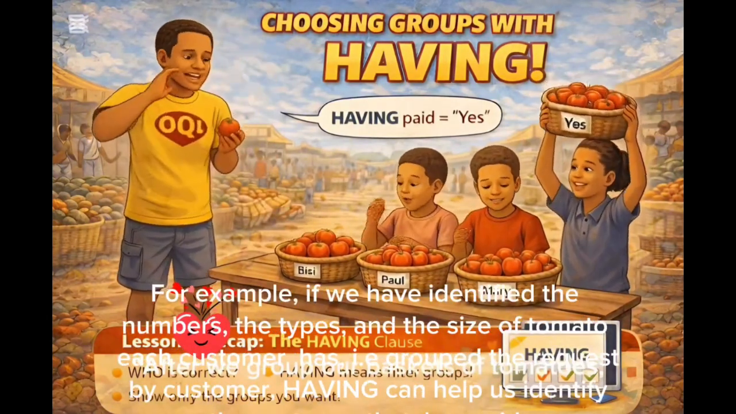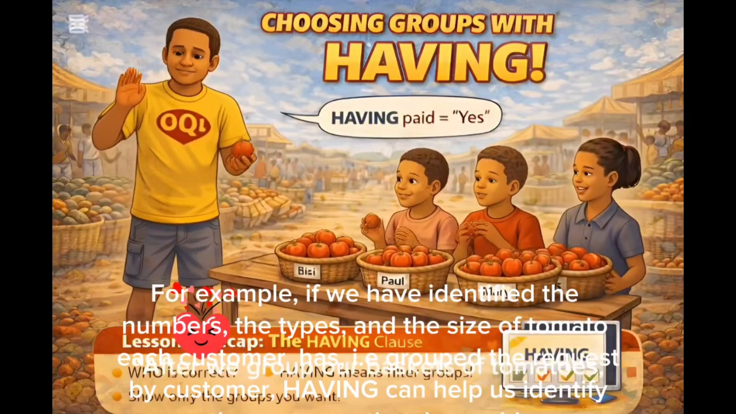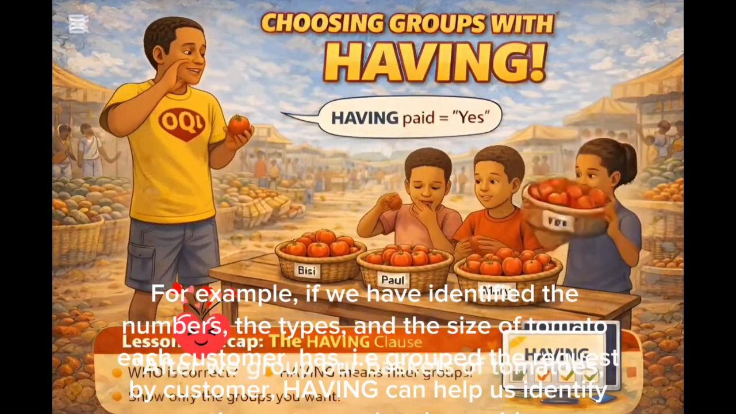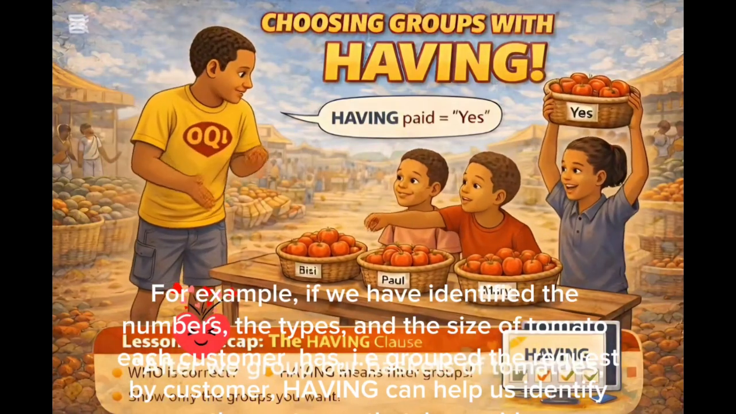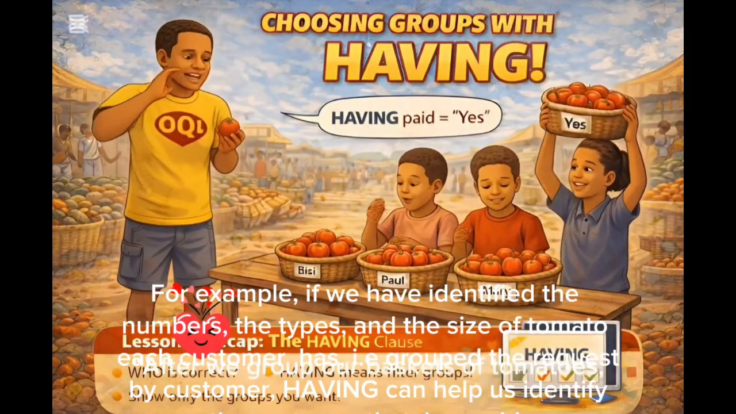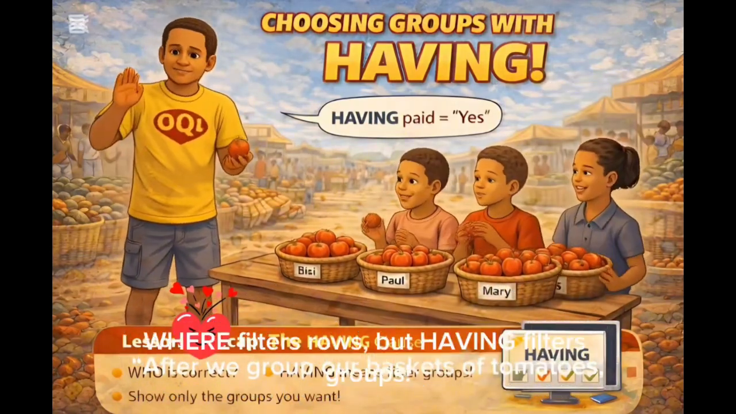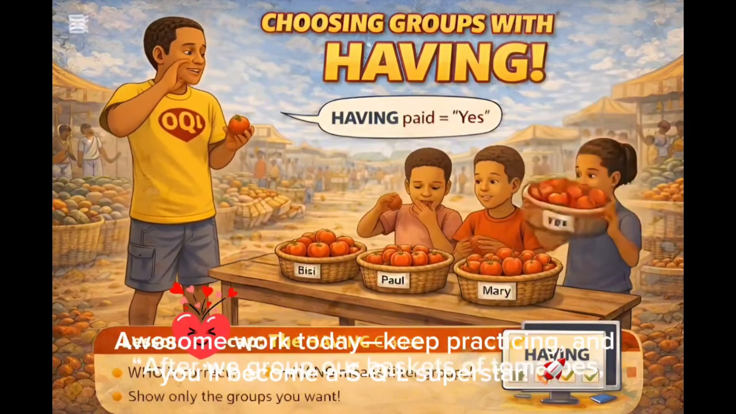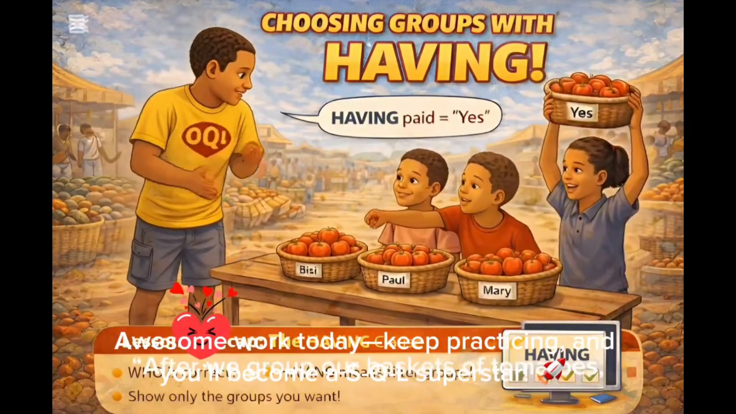For example, if we have identified the numbers, the types, and the size of tomato each customer has, and grouped the requests by customer, having can help us identify the customer that has paid. So remember, where filters rows but having filters groups. Awesome work today. Keep practicing and you'll become a SQL superstar.